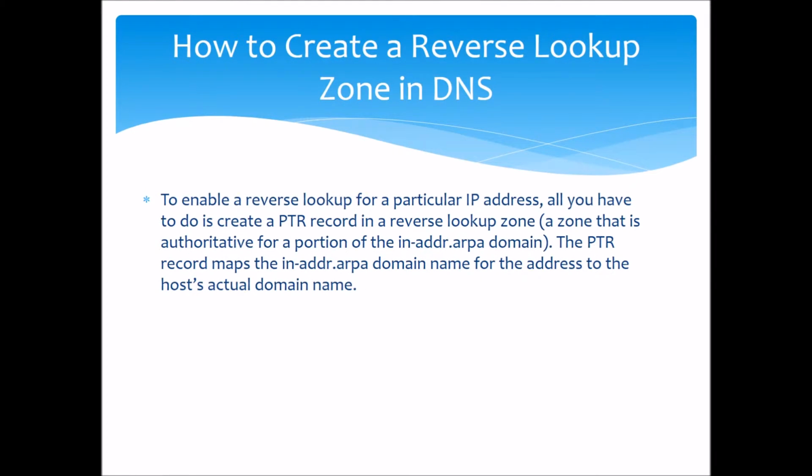So how do we go about creating this reverse lookup zone in DNS? To enable reverse lookup for a particular IP address, all you have to do is create a PTR record in a reverse lookup zone, a zone that is authoritative for a portion of the in-addr.arpa domain. The PTR record maps the in-addr.arpa domain name for the address to its host's actual domain name.